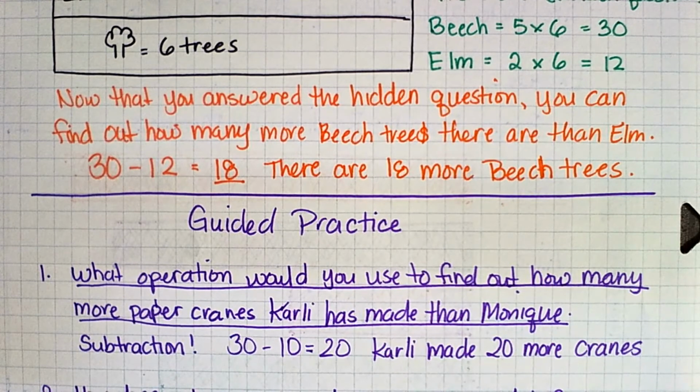So we know Carly made 30 and Monique made 10. So 30 minus 10 equals 20. So Carly made 20 more cranes than her friend Monique.